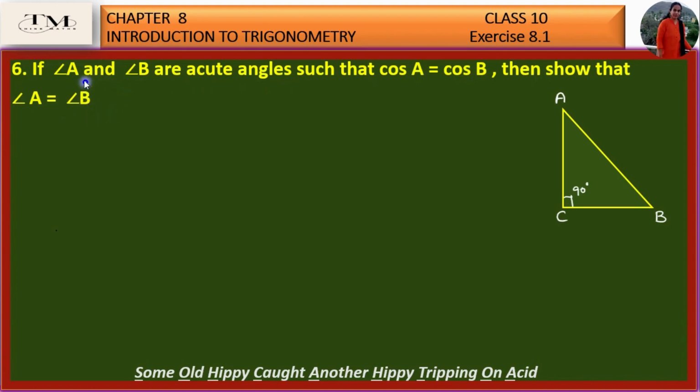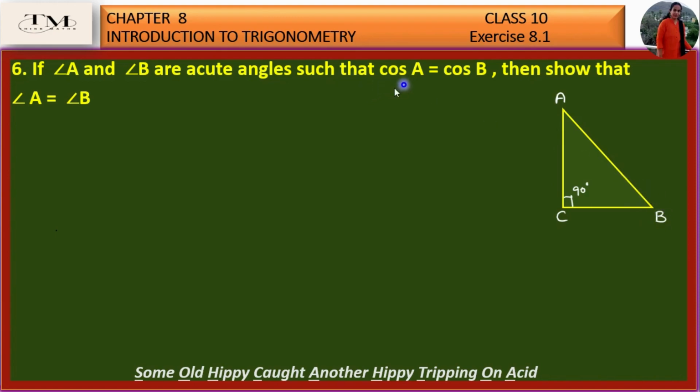So what is given? Angle A and angle B are acute angles. So in trigonometry, we will take a right angle triangle. One angle will be 90 degrees, other angles will be acute. So it is given that A and B are acute, so angle C will be 90 degrees. We have to show that these two angles are equal, angle A is equal to angle B.